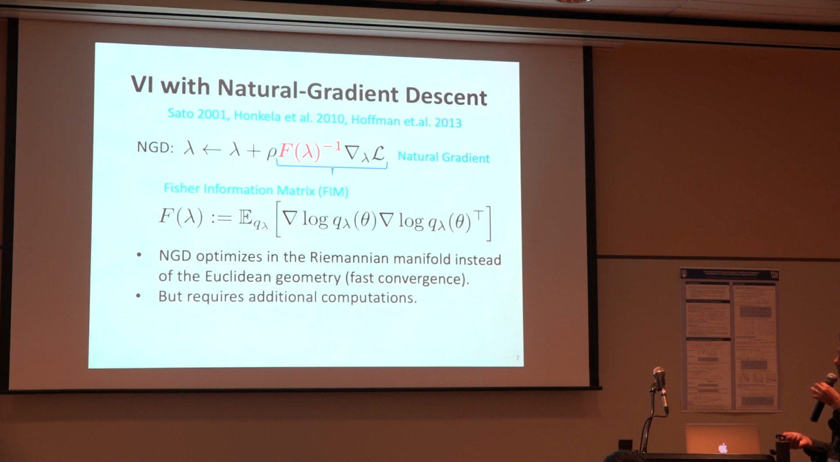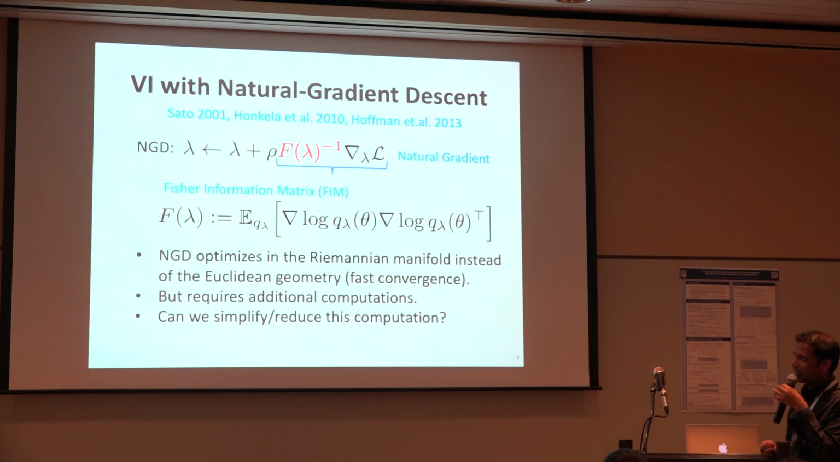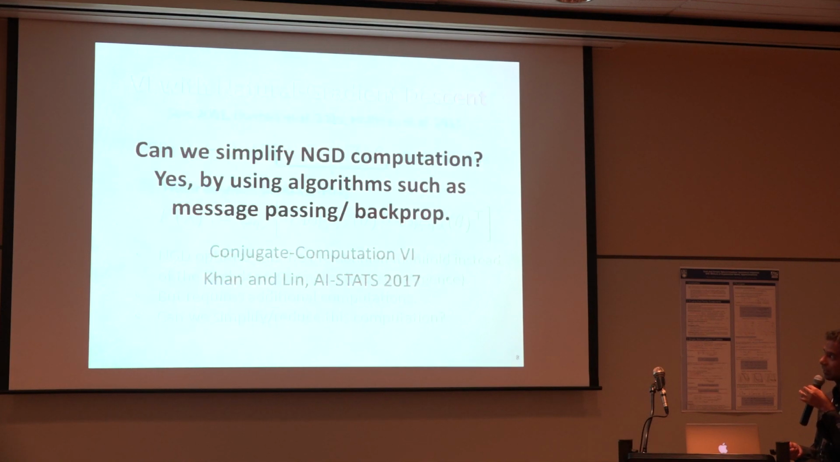But the problem with these iterations is that now it requires additional computation, right? So you have to compute the Fisher matrix, you have to invert it, you have to multiply it. So it should be more expensive than doing gradient descent. So the question is, can we simplify or reduce this computation while maintaining the fast convergence that comes with it, right? That's the question that I'm going to answer in the next few minutes.